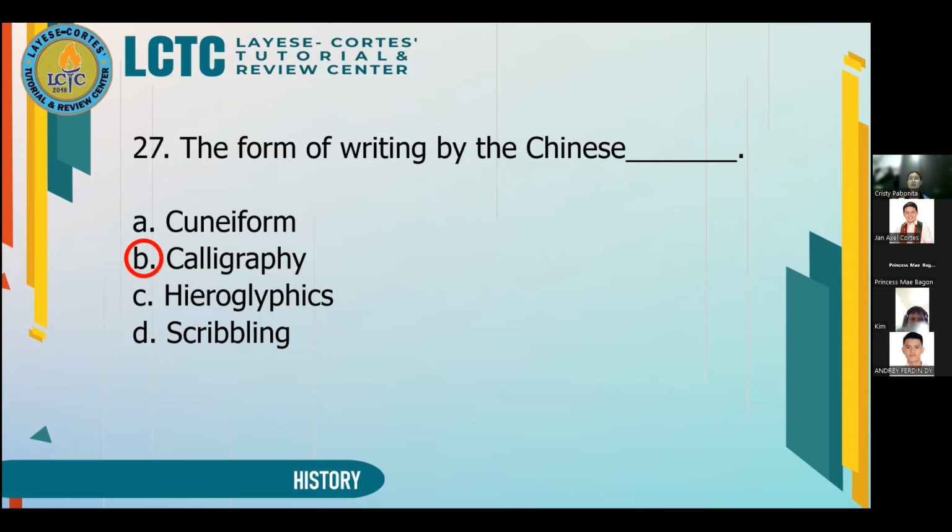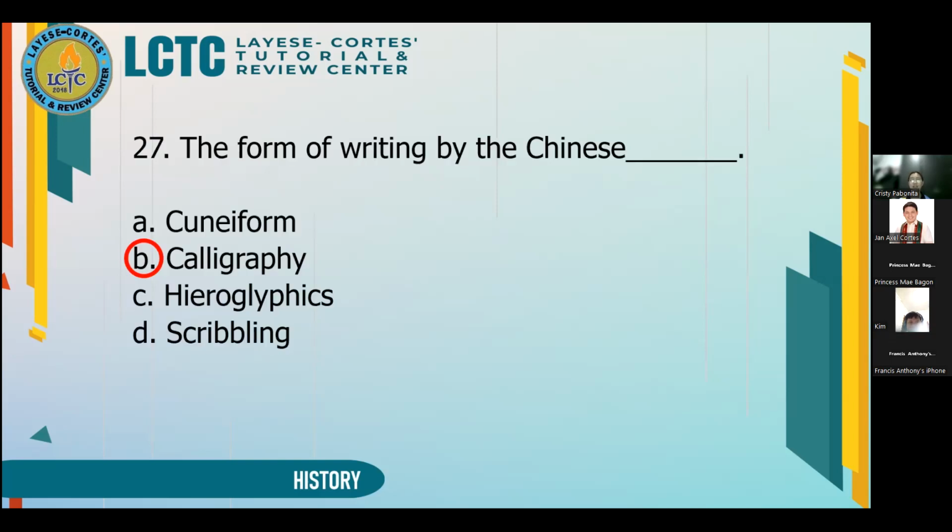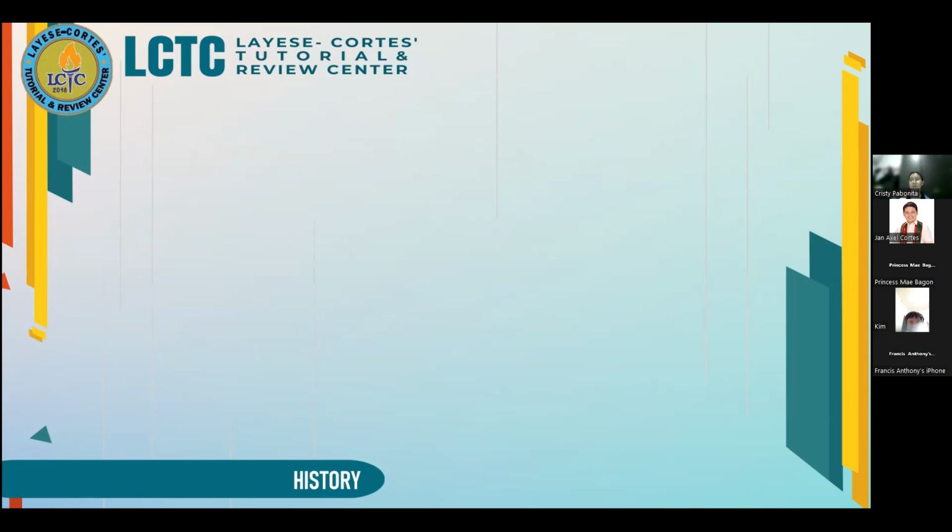Hieroglyphics is for, which civilization? Egypt, ma'am. Yes, Egypt or the Egyptians. Very good. And scribbling is just a modern way of writing. Okay, so those are the basic forms of writing in history, so this will probably come out in the exam.